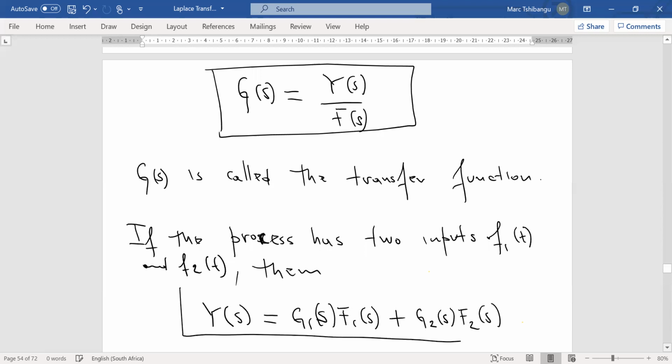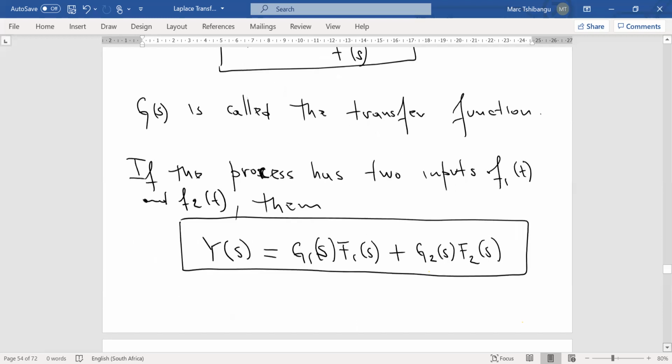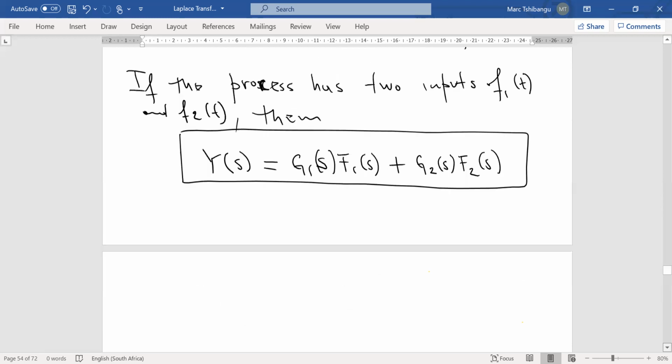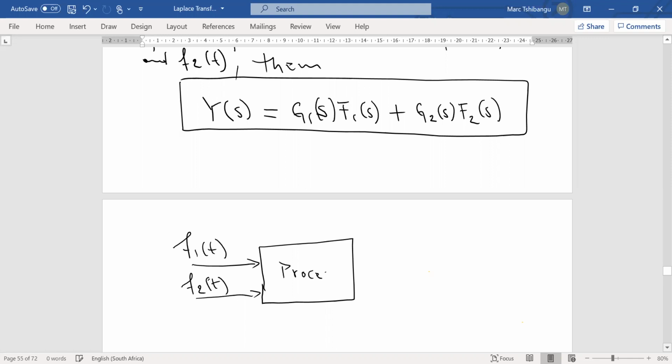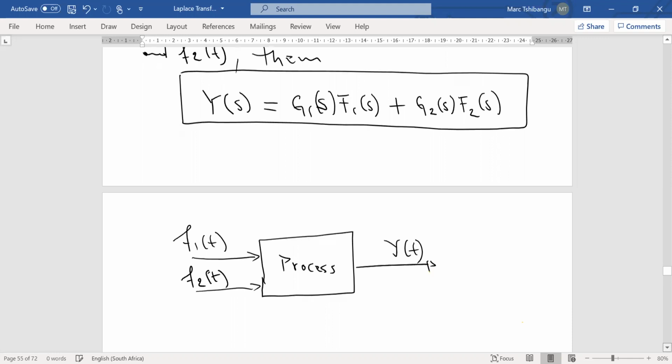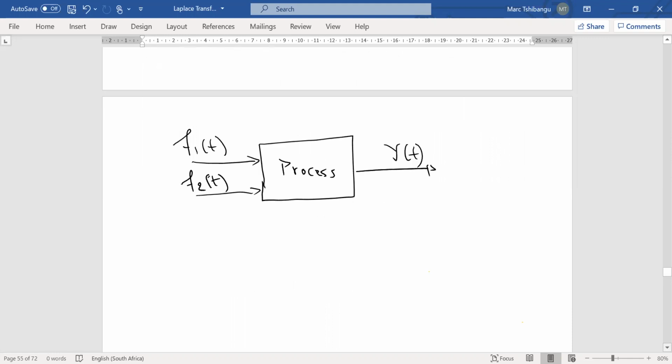So when you have two input variables and a single output variable, this is the description of the process model. We've got two inputs, f1 of t and f2 of t, into the process, and you've got a single output, y of t. So we want to find the transfer function of this process. Again, there's a question.